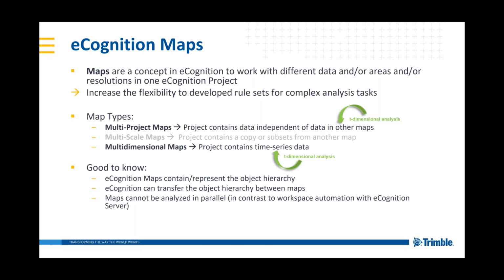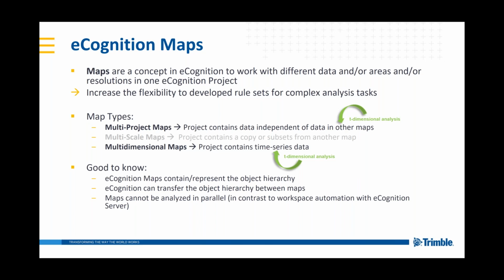And finally, maps cannot be analyzed in parallel. This is in contrast to, say, a workspace where you have multiple projects contained within it. If you have more than one eCognition server license, for instance, these multiple projects can be processed in parallel to one another, but since the maps are contained within a single project, they do not support parallel processing of the map environments.